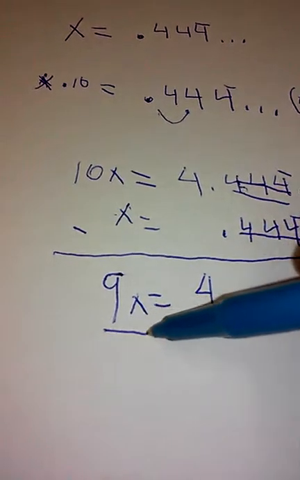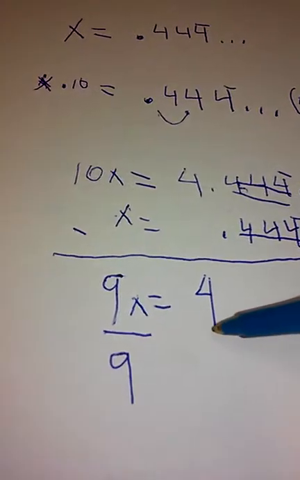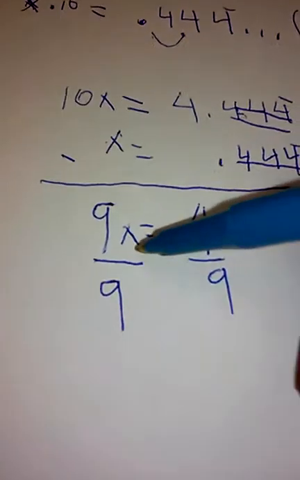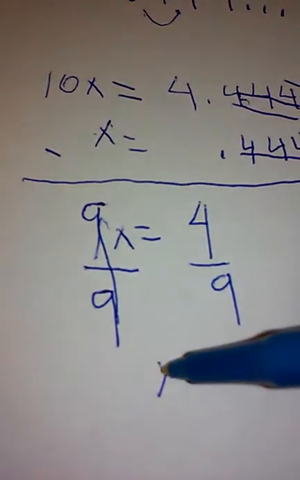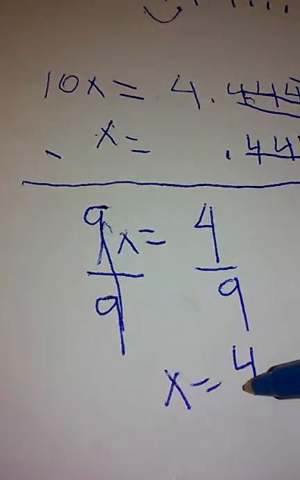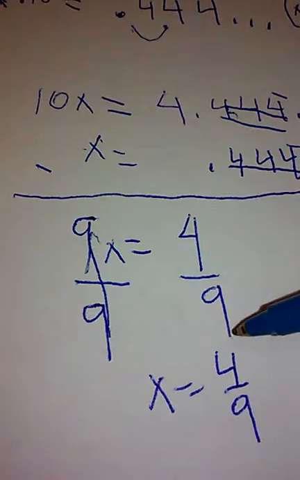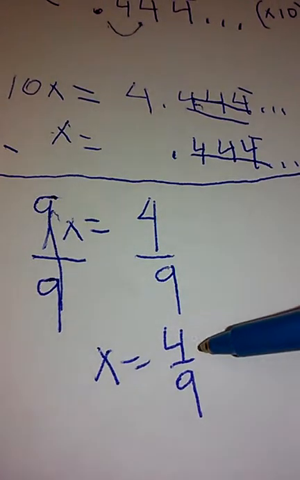Next, we're going to solve for x. So divided by 9, divided by 9, x is equal to 4 over 9. 4 over 9. It is already simplified. We are done.